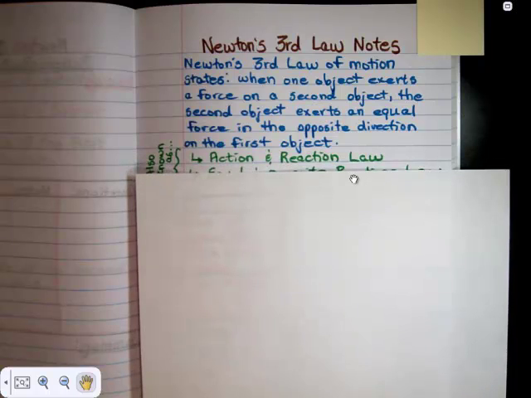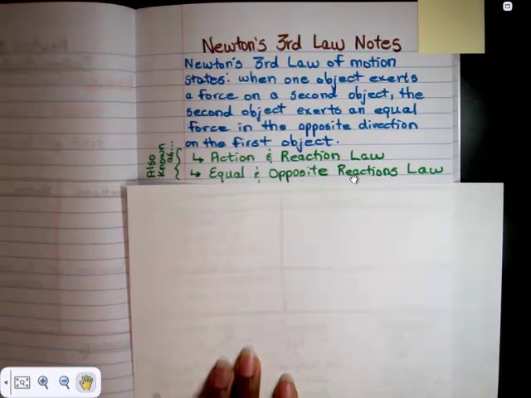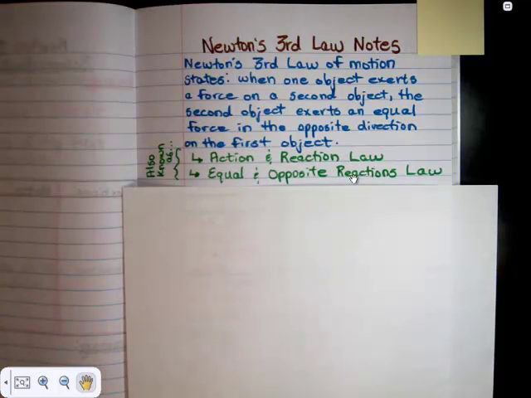Newton's third law of motion states that when one object exerts a force on a second object, the second object exerts an equal force in the opposite direction on the first object. Newton's third law of motion is also known as the action and reaction law, or equal and opposite reactions law. So, in short, equal and opposite reactions. One item pushes on another, and the other pushes back on that item with the equal and opposite force.